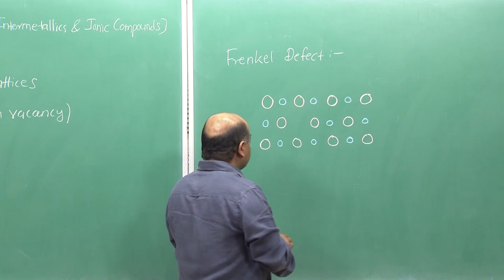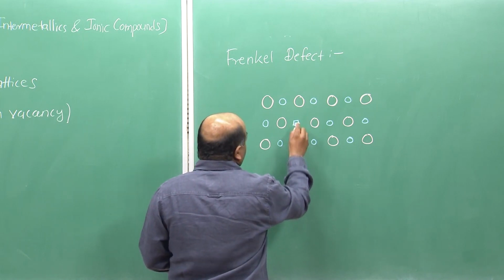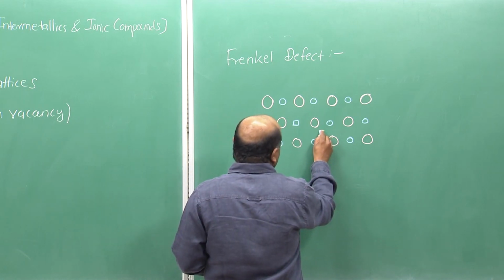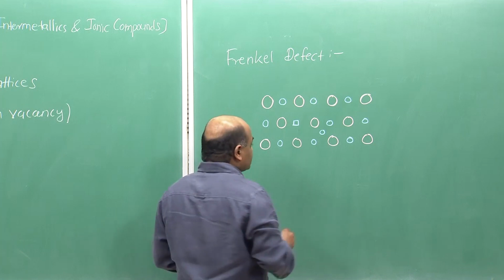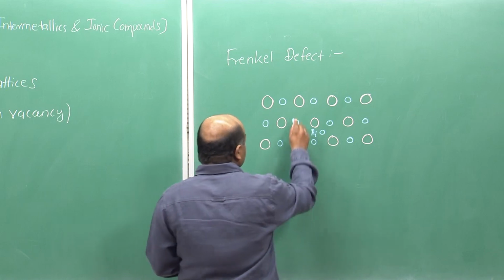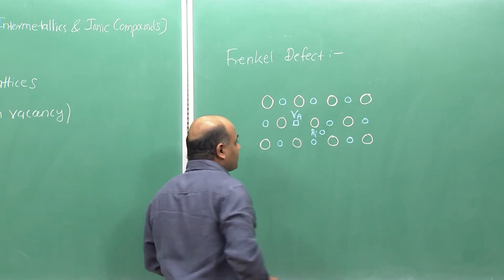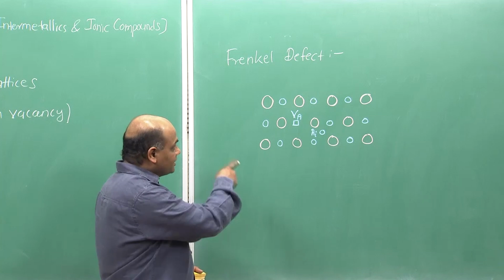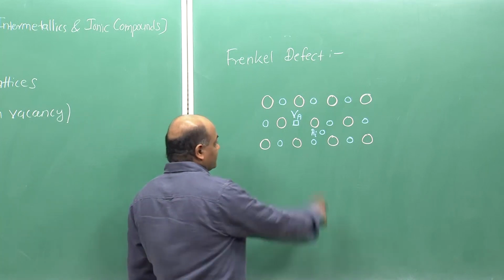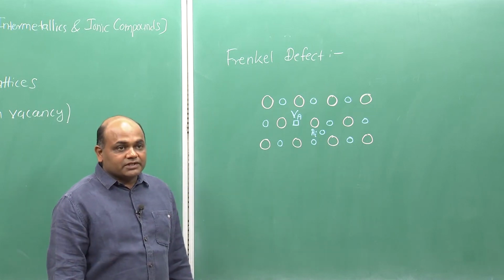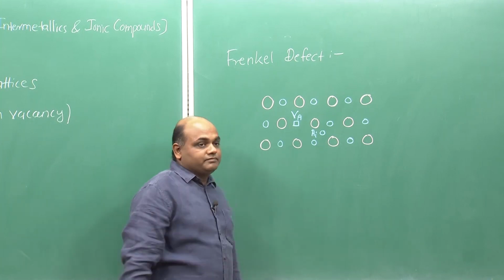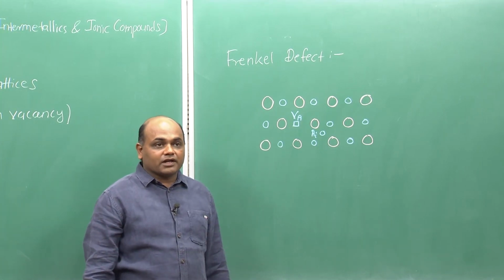An A atom leaving its site will leave a vacancy behind, and A being very small can occupy an interstitial site. So, this we call A I, interstitial of A, and this is V A, the vacancy on A sublattice. So, this is the Frenkel defect. For Frenkel defect, the equilibrium concentration of cation interstitial should be equal to the equilibrium concentration of cationic vacancy.